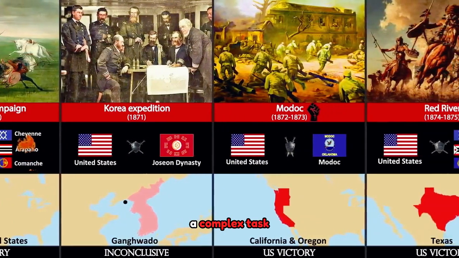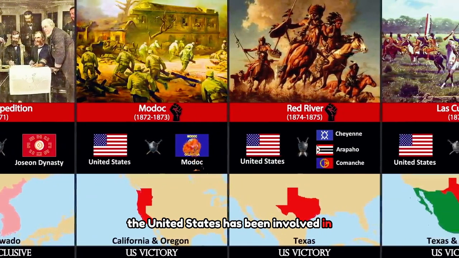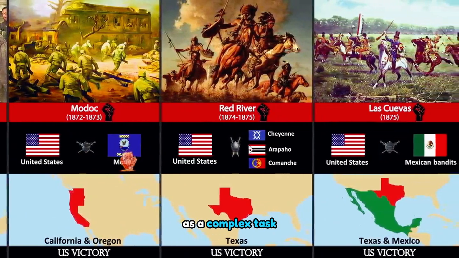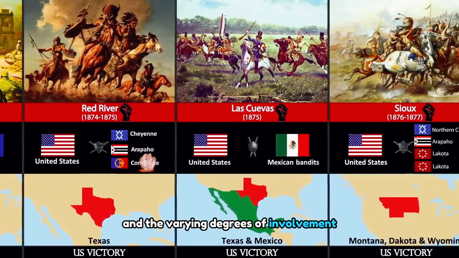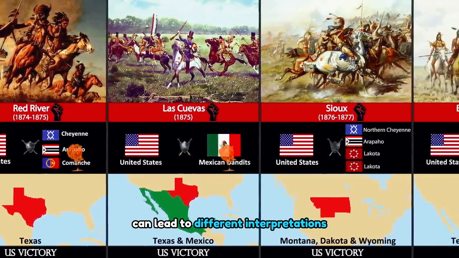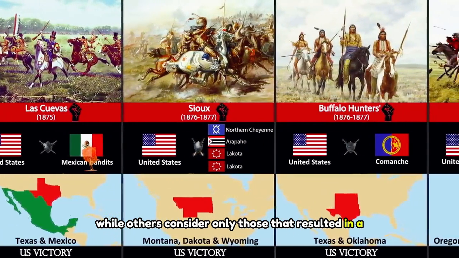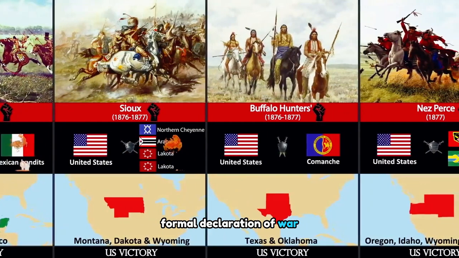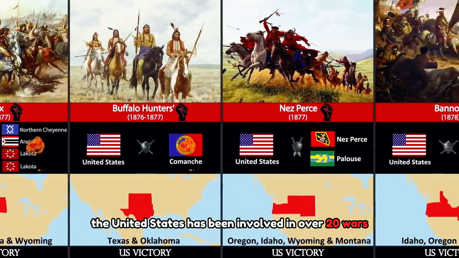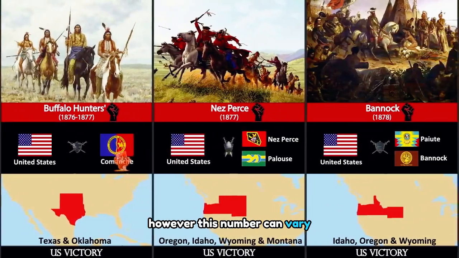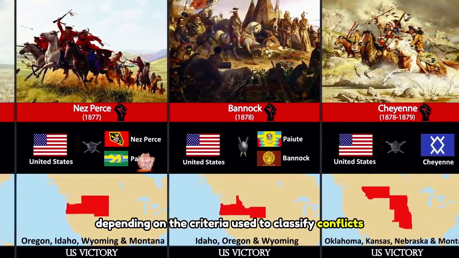Counting the wars, a complex task. Determining the precise number of wars the United States has been involved in is a complex task. The definition of war and the varying degrees of involvement can lead to different interpretations. Some historians count every armed conflict, while others consider only those that resulted in a formal declaration of war. Based on a broader definition of war, the United States has been involved in over 20 wars. However, this number can vary depending on the criteria used to classify conflicts.